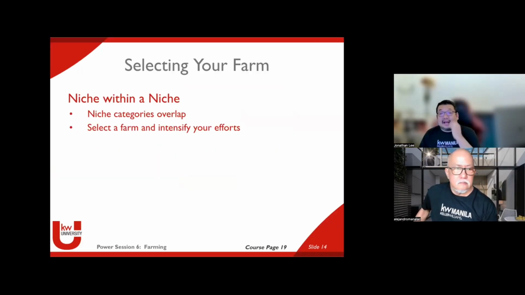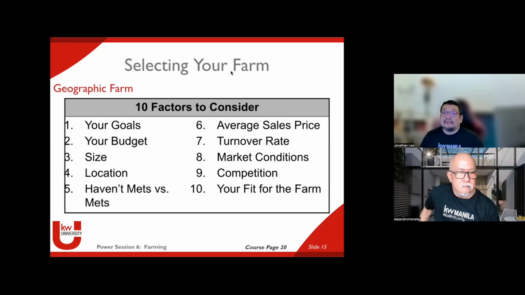So selecting your farm, how do you select your farm? Niche categories overlap. Select a farm and intensify your efforts. Think about the 10 factors to consider in the geographical farm. Your goals. Now, is this farm going to help you achieve your goals? Right? Ask yourself, is the number of unit count that you sell in a year going to help you achieve your goals? Do you have the budget to fulfill those goals?